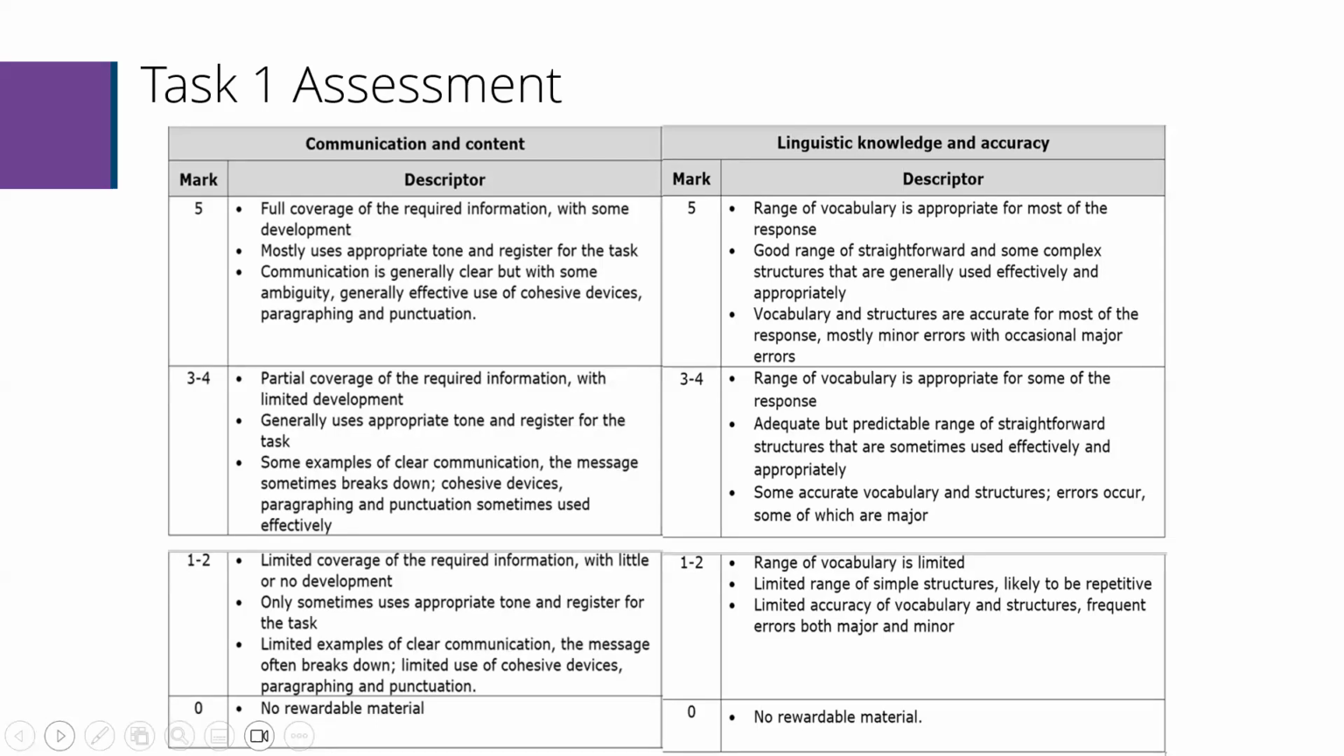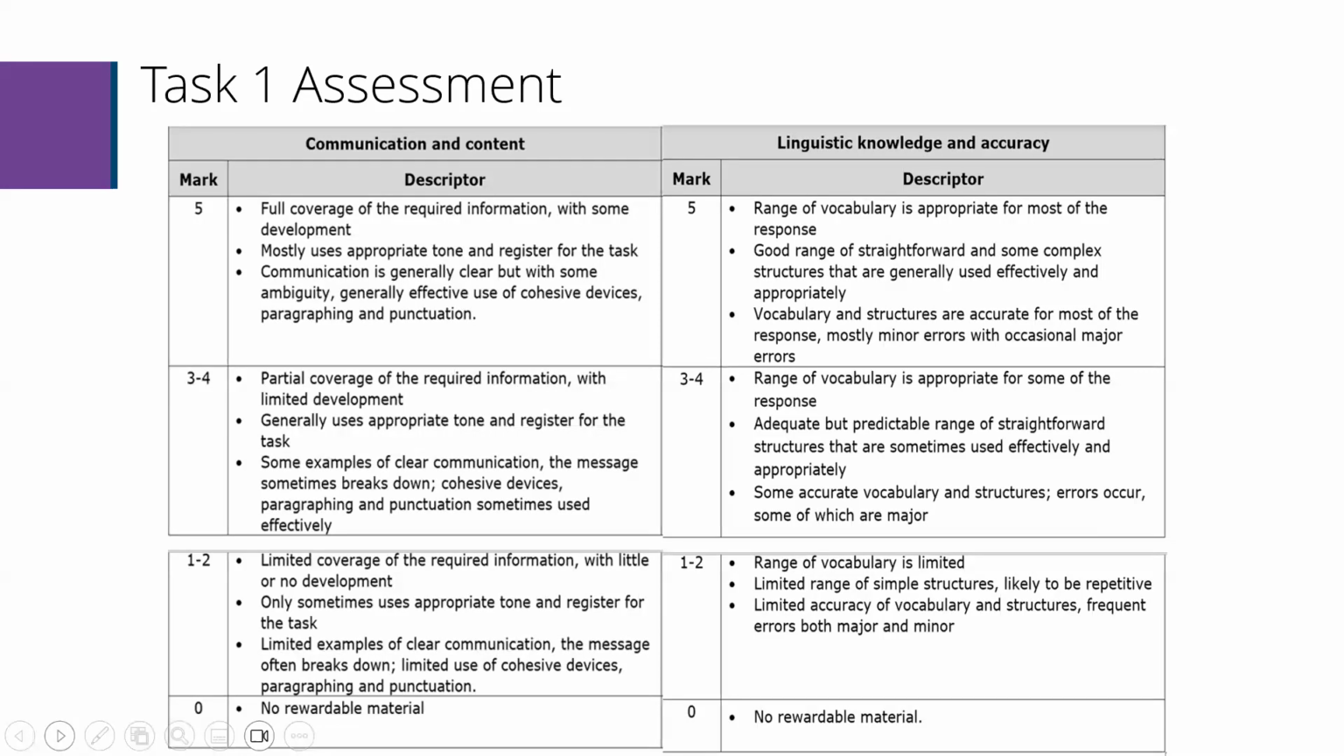My experience as an examiner is that answers that are too long or too short tend to be self-penalizing. If you write too much, you maybe make more mistakes, and you start putting in information that's irrelevant, and so the communication and content and the linguistic knowledge and accuracy are lost. And if you write too little, you don't have enough content, and you don't have enough range of language. So examiners will mark to the end, but really the students who follow the instruction carefully and are trained well to write to the word count should be the ones who are most likely to do best.